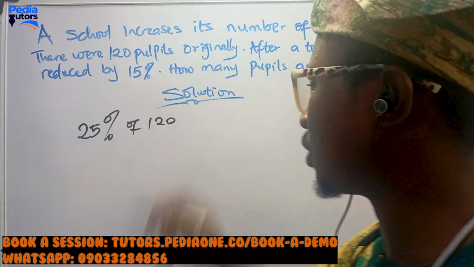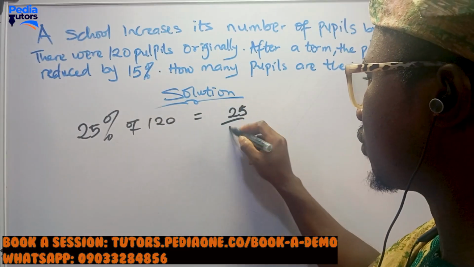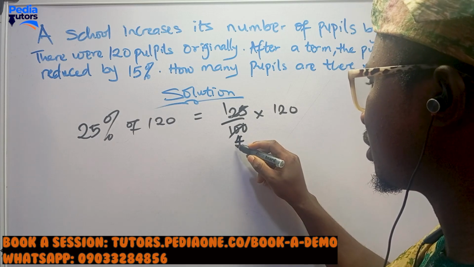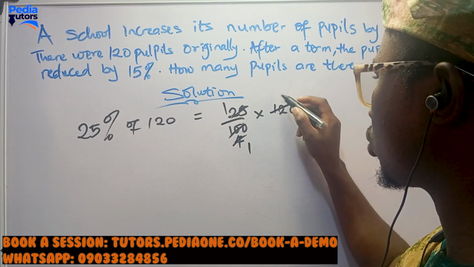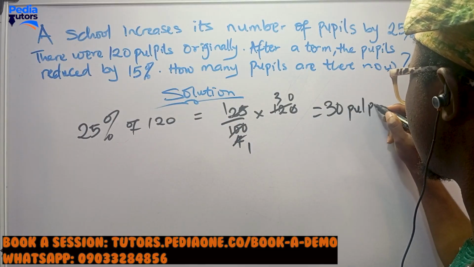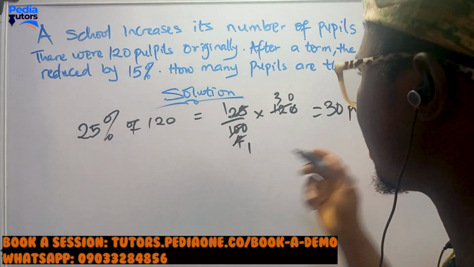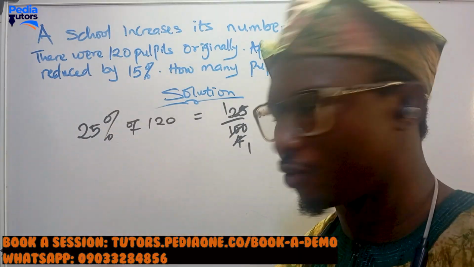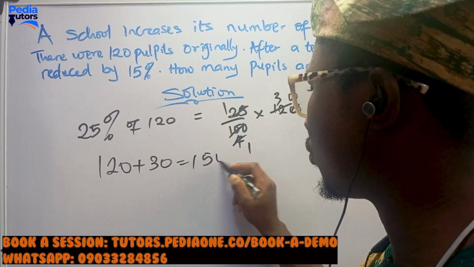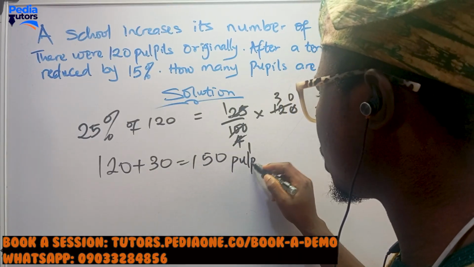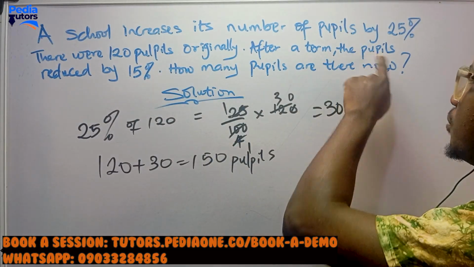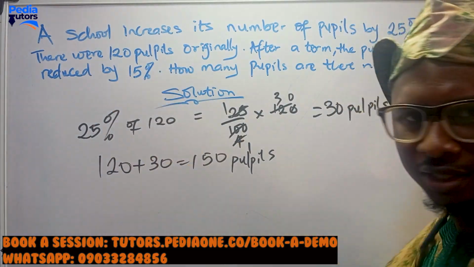of 120, and that essentially gives us 25 over 100 times 120. 25 goes into 100 4 times, and 4 goes into 12 3 times, and here's 0. So there's an increase of 30 pupils. If that is the increase, then 120 will no longer be 120. We're now going to have 120 plus 30 pupils. So we have 150 pupils.